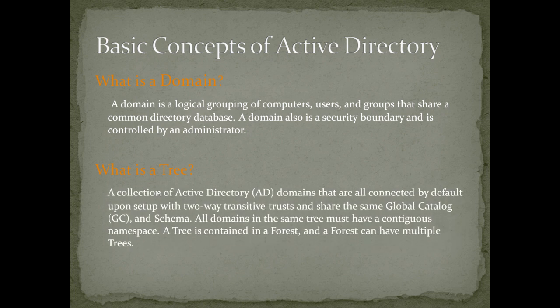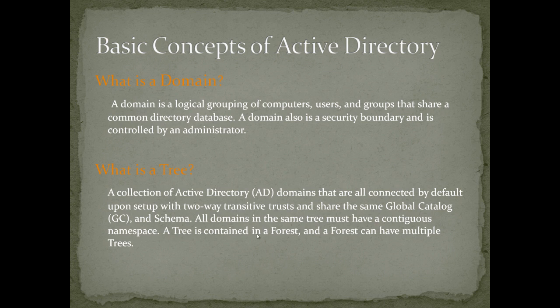Well, a tree is just a collection of Active Directory domains that are all connected by default with a two-way transitive trust, and they share the same global catalog and schema. So the global catalog and schema are part of Active Directory. The global catalog is just like your catalog. You can flip through it, find users, groups, computers, everything. It holds a replica of your Active Directory. So you can't write to it, but you can read from it.